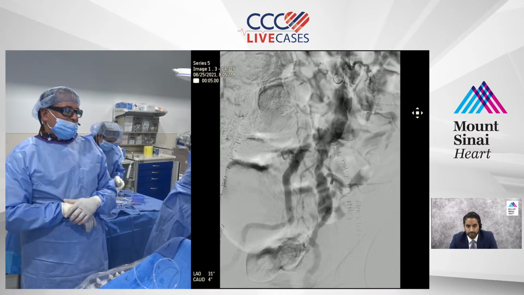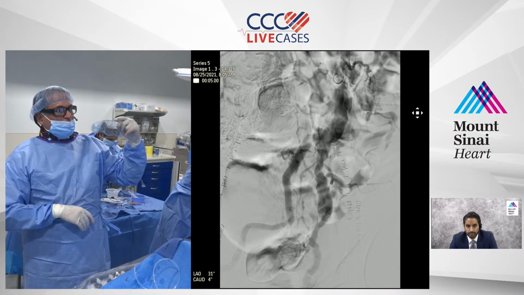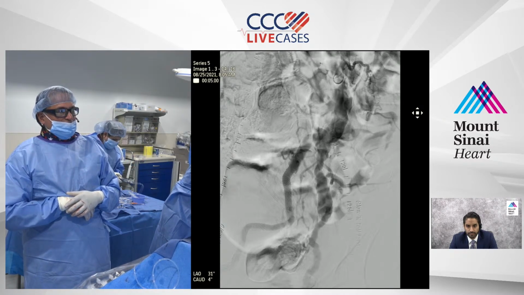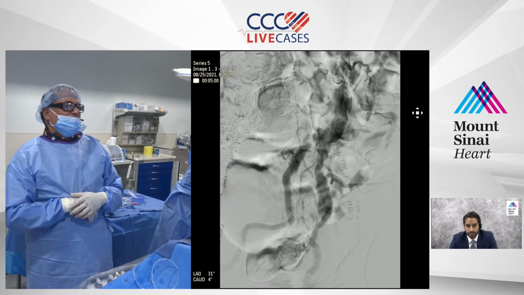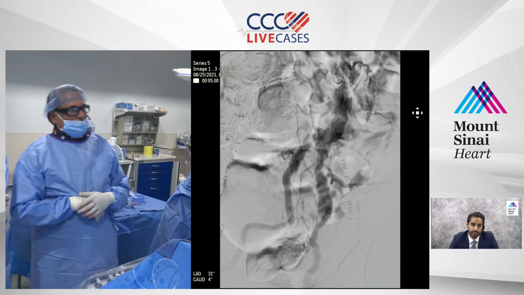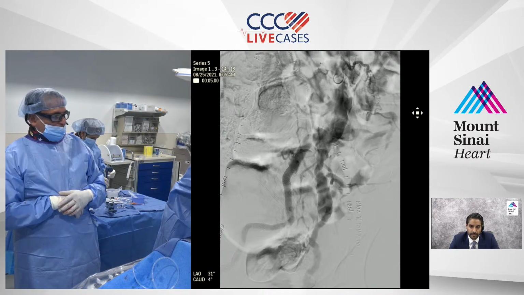And at this time, you can see that the right common iliac is almost at a right angle to the ostium of the left common iliac. And the question is, how are we going to place this stent without burning a bridge to going up and over?